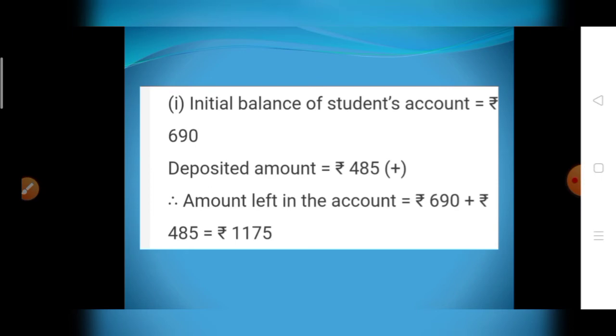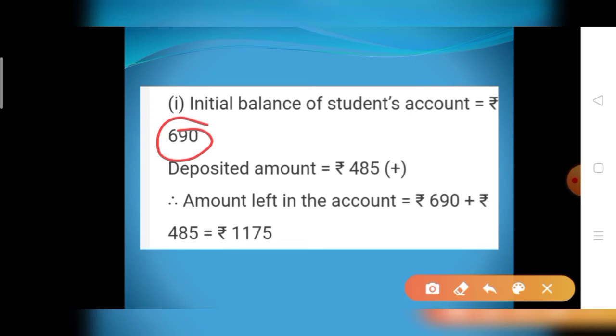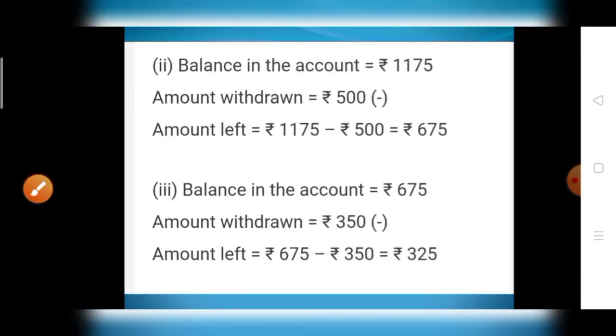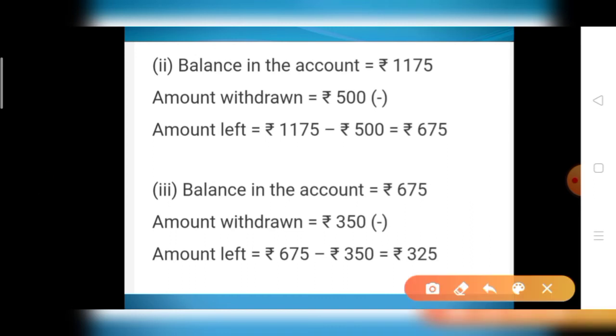The solution for the first subdivision: initial balance of the student's account is rupees 690. Deposited amount 485. Therefore, the amount left in the account is 690 plus 485, which means add, so the answer is rupees 1175. Next, the second subdivision: balance in the account is rupees 1175, amount withdrawn 500. 1175 less 500 gives 675.